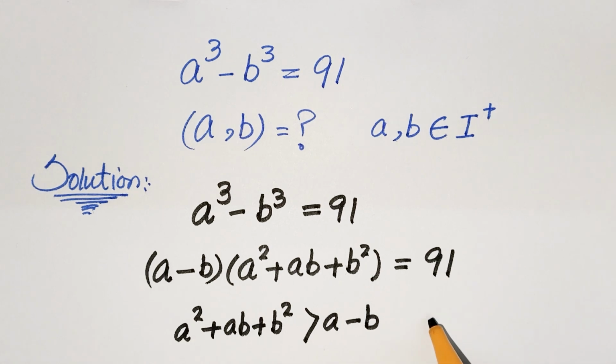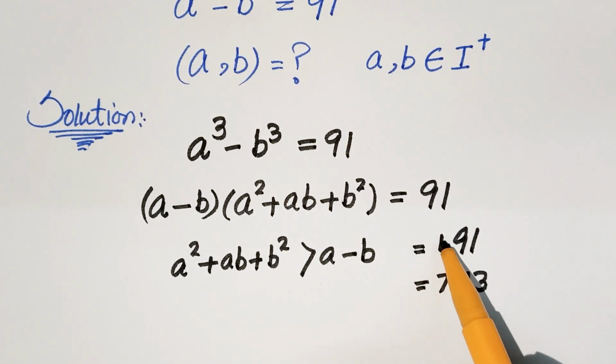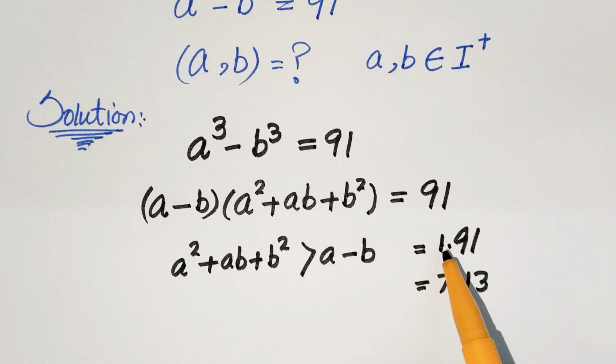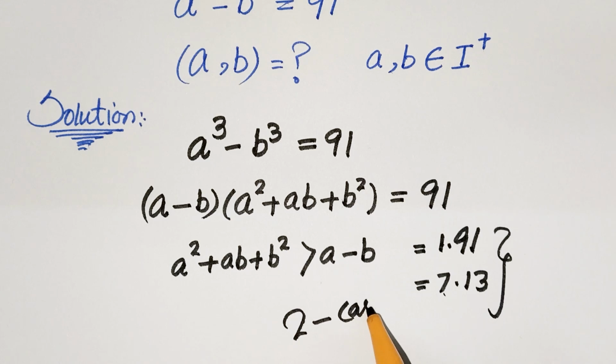For this purpose, we write 91 as 1 times 91, which is equal to 91, and similarly 7 times 13 is also equal to 91. So here our first factor, a minus b, is the smaller one and the other will be the greater, 91. Similarly in the second case, we see that 7 is smaller and 13 is greater. So here we have two cases. We have to find the value of a and b for these two cases.